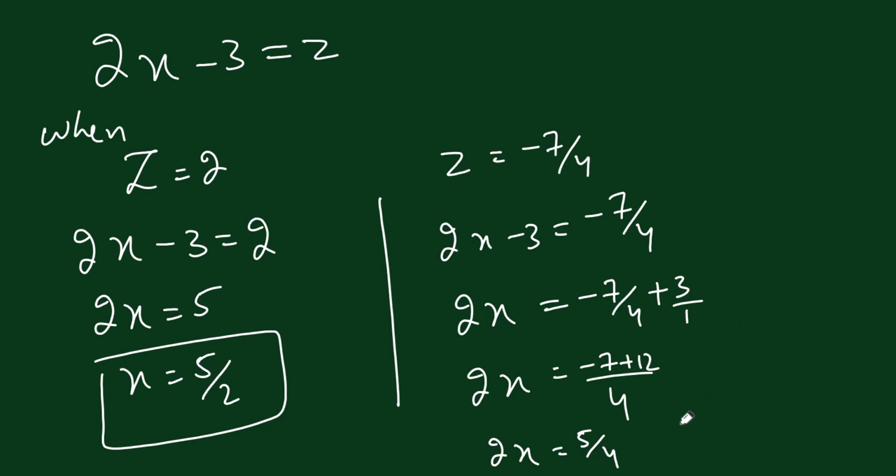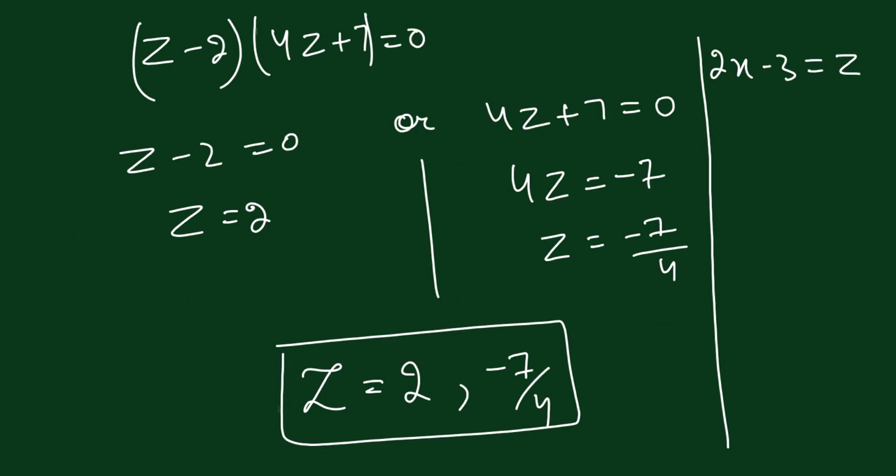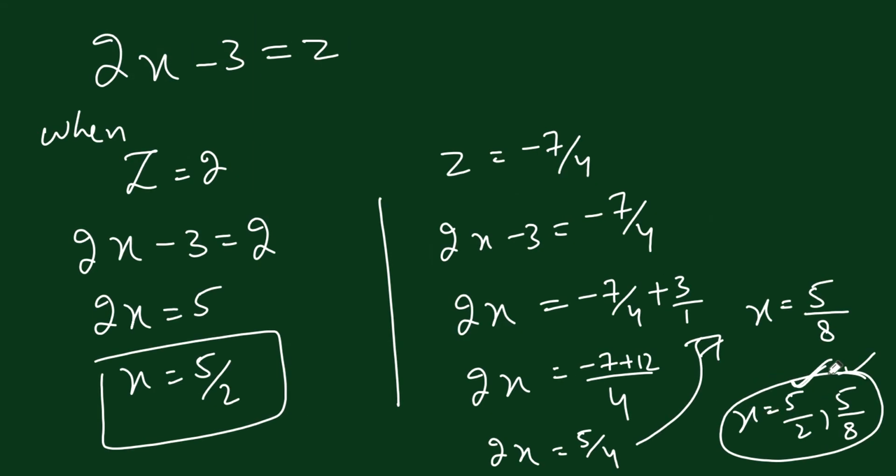2 goes in division, so you get x is equal to 5 by 2 goes down, there is 4 already, so 2 into that 4 is 8. So you get x is equal to 5 by 2 or x is equal to 5 by 8. Those are the two roots of this question given. Okay, these are the two roots.